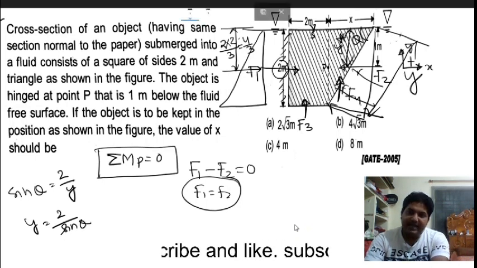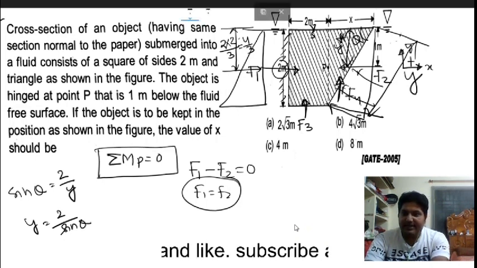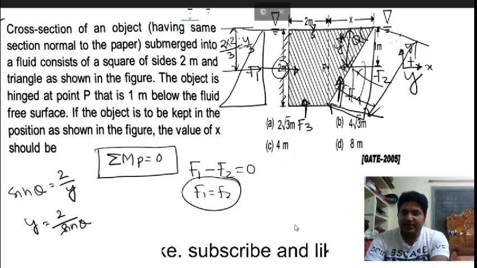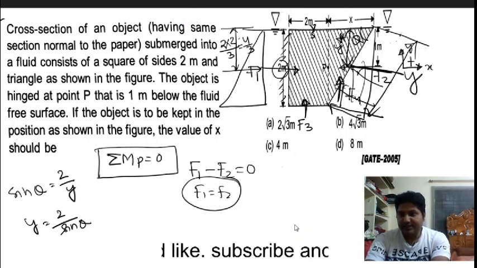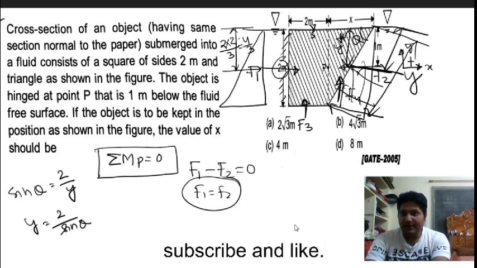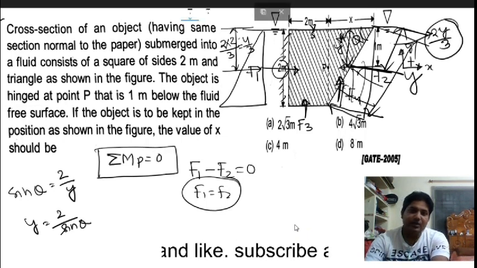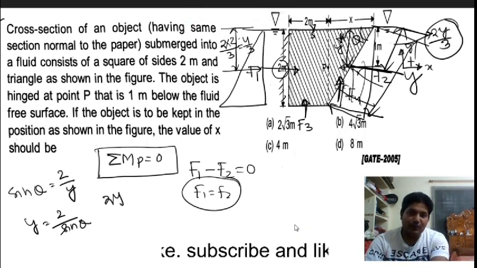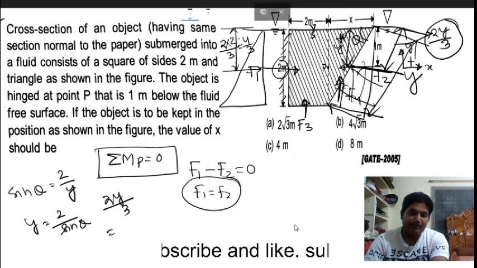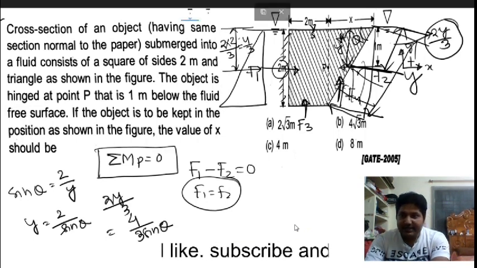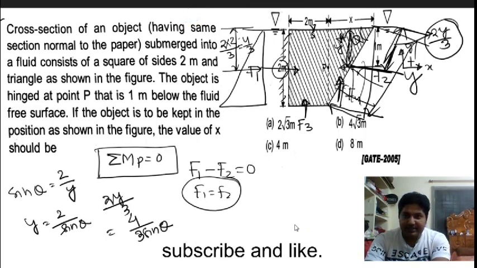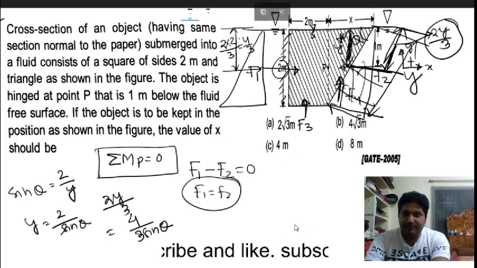And the center of pressure will act at the centroid of the pressure distribution curve. So the centroid of the pressure distribution curve is how much? This is 2y by 3. So this distance is 2y by 3, so this center of pressure is 2y by 3, which comes out to be 4 by 3 sine theta. Okay, we are getting this inclined distance, but we want this distance, so this sine theta I can write as y star by this 2y by 3.